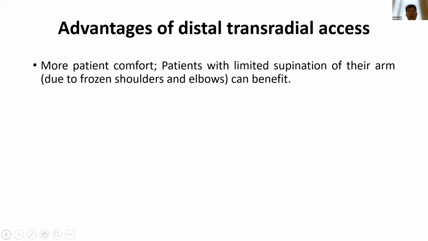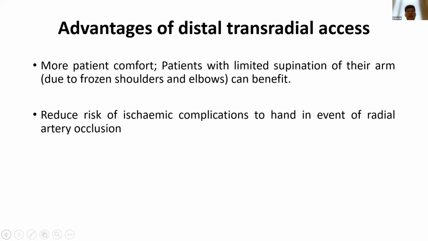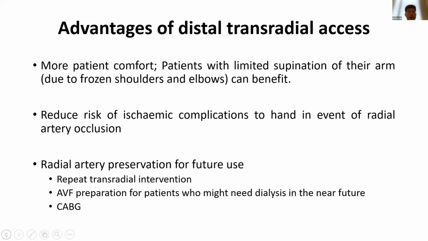Advantages of this distal transradial access include that of greater patient comfort during the procedure. Patients with limited supination due to frozen shoulders or elbows can benefit. There's a reduced risk of ischemic complications to the hand in the event of radial artery occlusion, and potentially we can preserve the radial artery for future use, such as for repeat transradial intervention through the same route, or for patients who might need dialysis in the future.